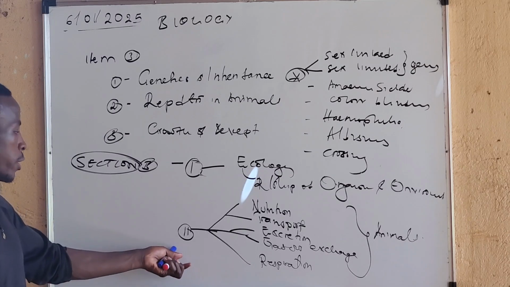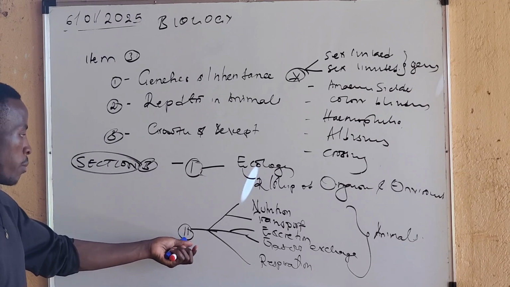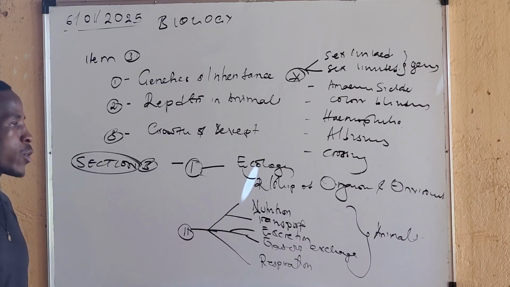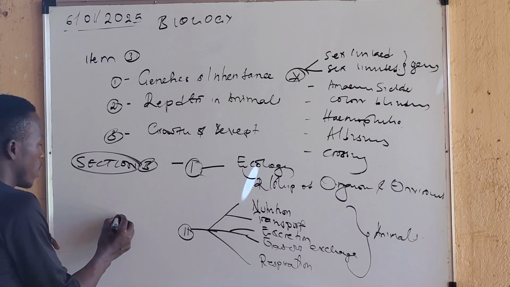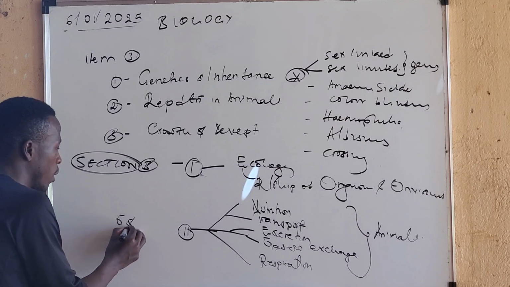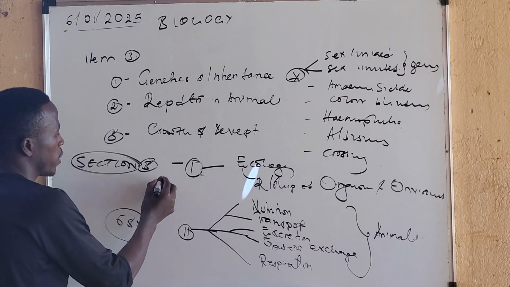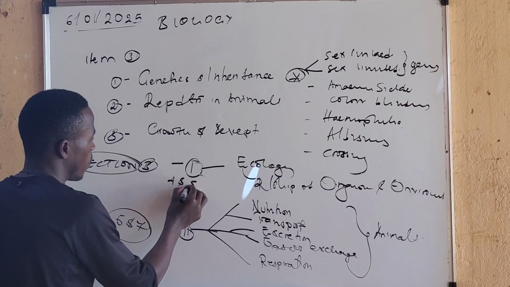You're aware in section B, part 2, I'm having these topics to be answered. This is always item number 6 and then number 7. This is always item number 4 and then number 5.